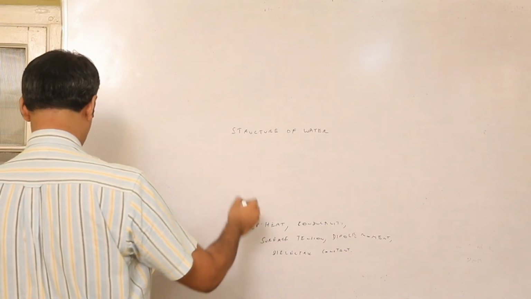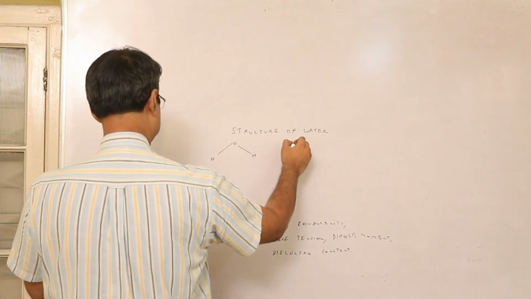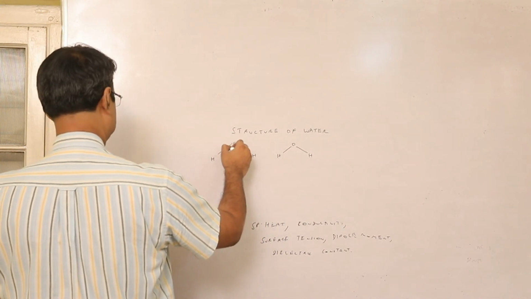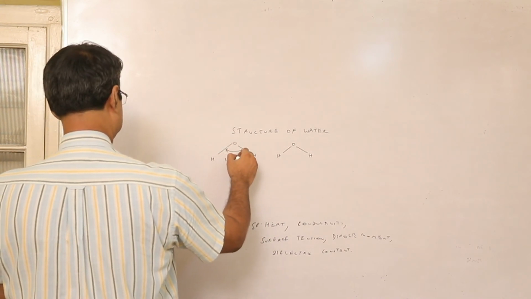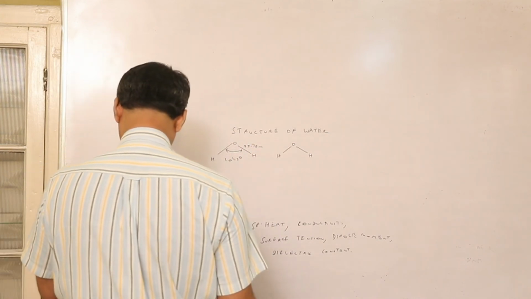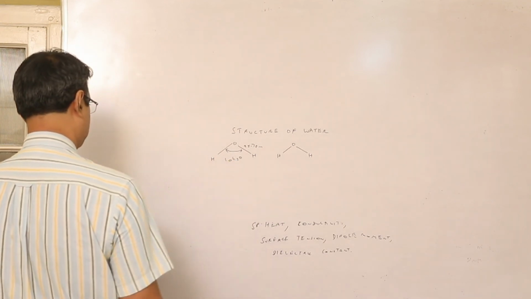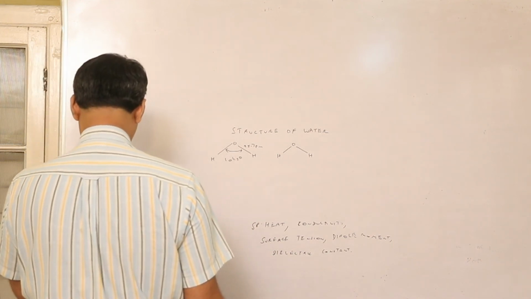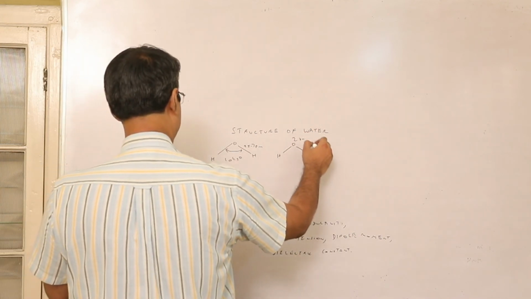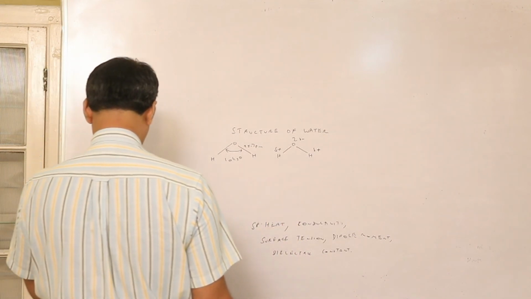Next we come to the structure of water. Now the structure of water is a bent structure in which the bond angle is 104.5 degrees and bond length is 95.7 picometer. Thanks to the very high electronegativity of oxygen, water is a highly polar molecule.